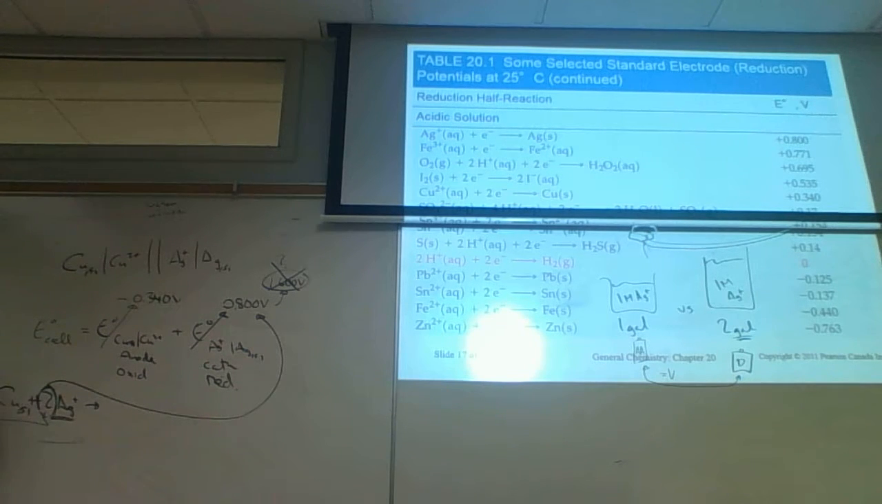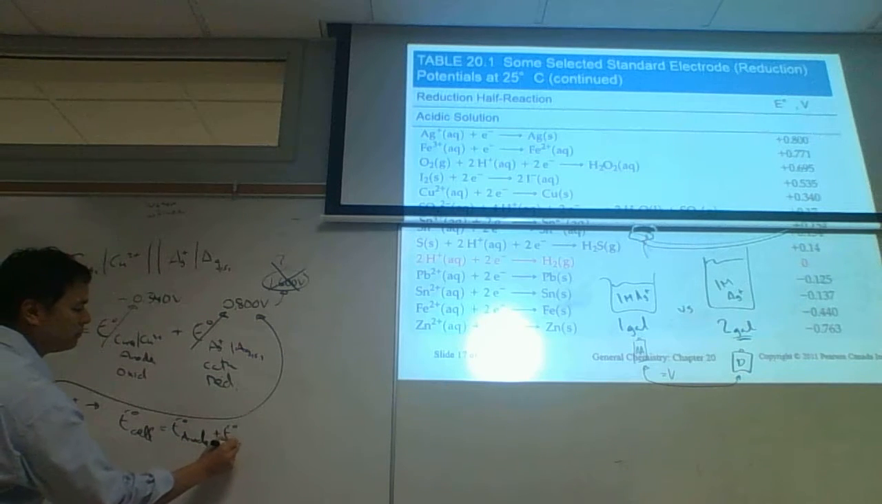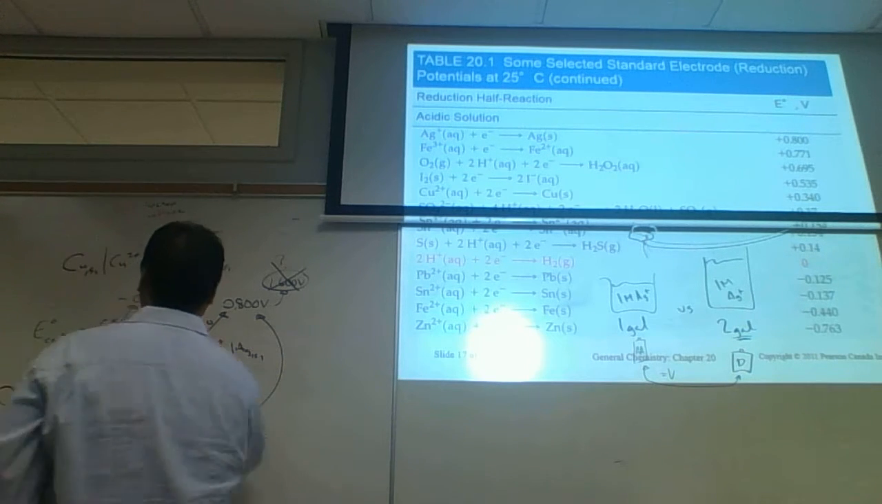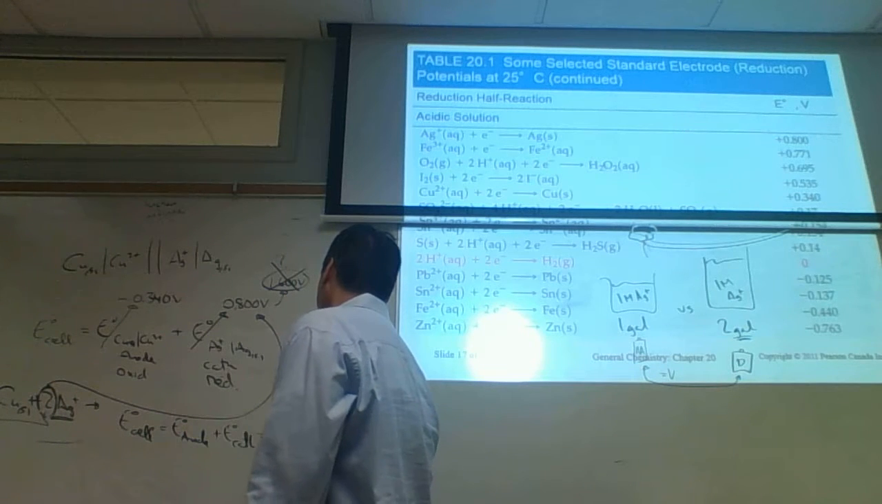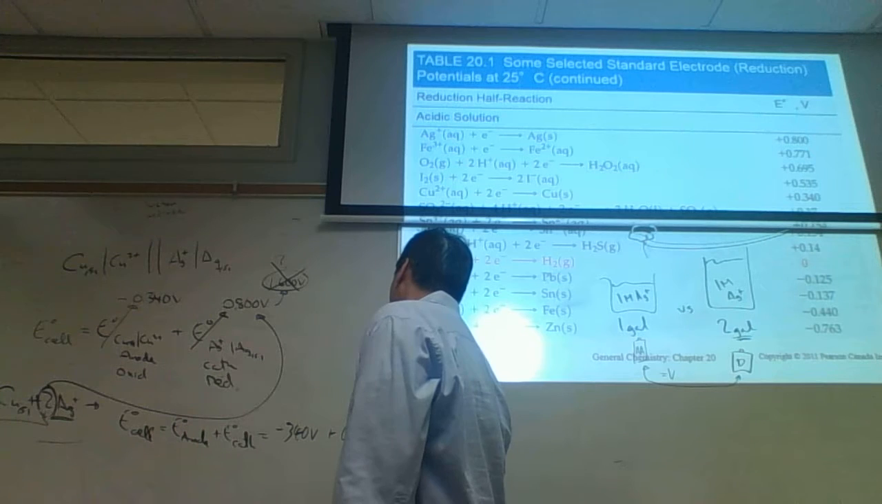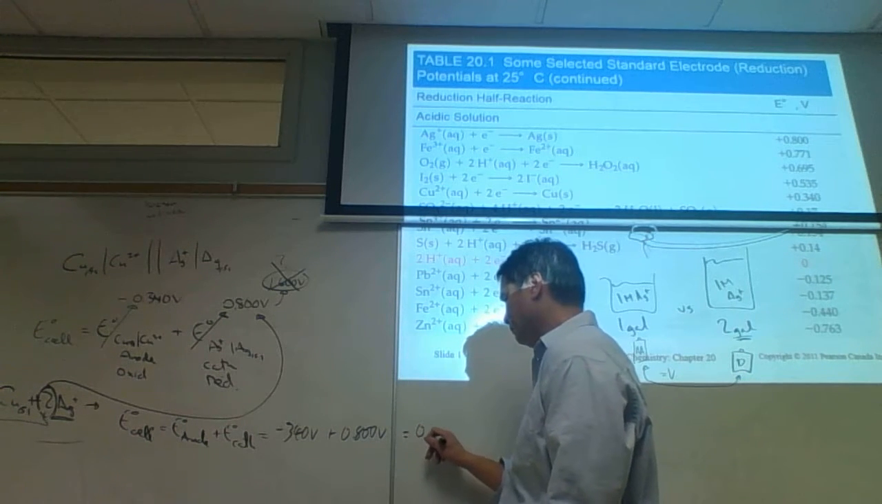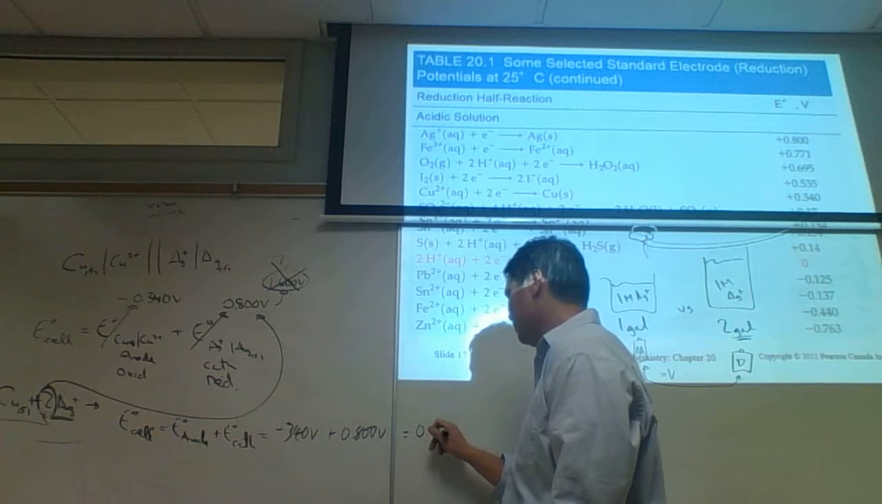And so when I add up these two to get the cell voltage, it is equal to the anode potential plus the cathode potential. And so that's going to be negative 0.340 volts plus 0.800 volts, which is going to give me 0.460 volts.